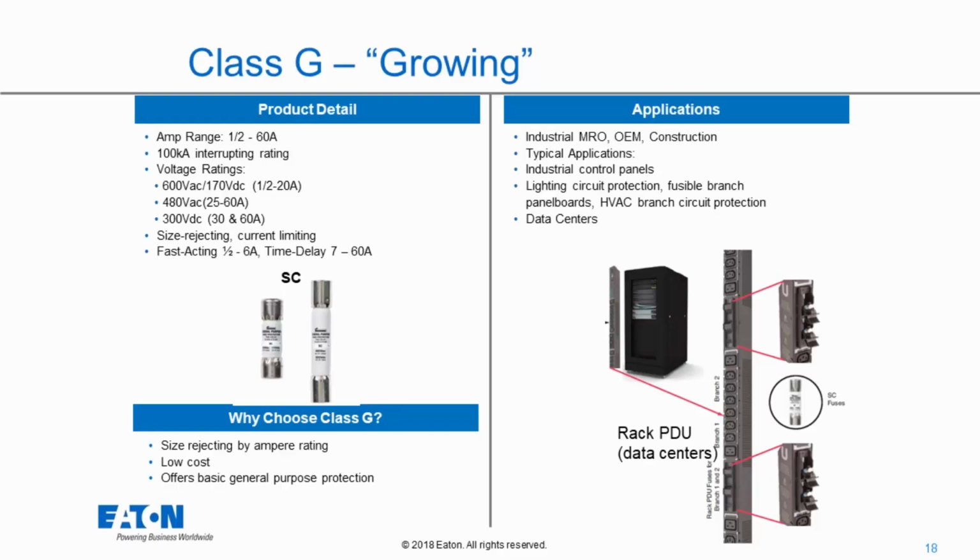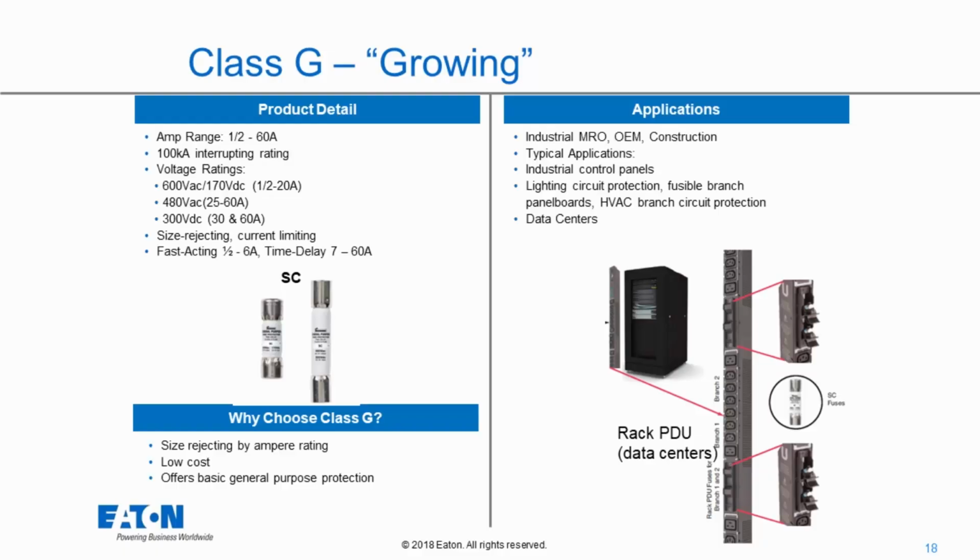And then we have some DC ratings as well. So the nice thing is with the Class G, they are fast acting for low ampacities, and then we do have time delay for larger ampacity units, 7 amp and 60 amps. And we do size reject based on the ampere rating. So by UL standards, we're going to make sure that we do reject, so you can't put in necessarily something too large. The nice thing is for OEMs in particular, this fuse is a low-cost solution.